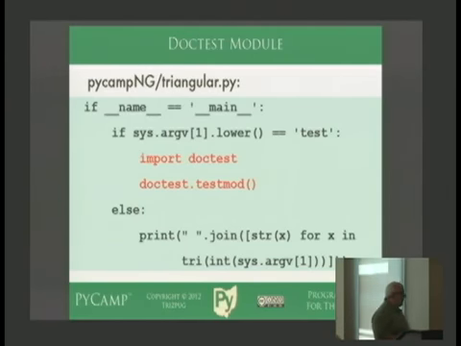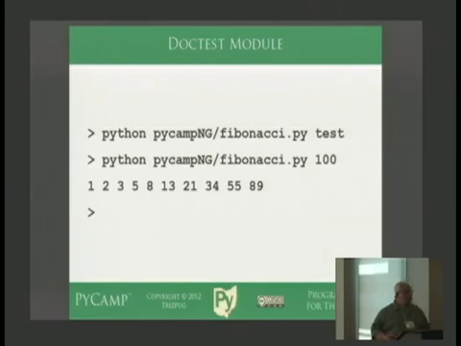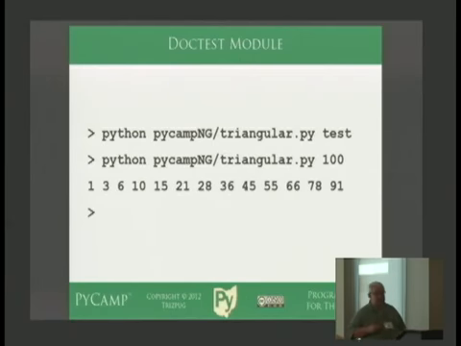So do the same thing for triangular.py. So now we should be able to call Fibonacci.py as a script and pass it the argument test. It runs all the doc tests. If we supply it with a numeric argument, it will supply that to fib and print out something useful. So now we can use if __name__ equivalent to main for both testing and doing something useful. The same thing for triangular.py.